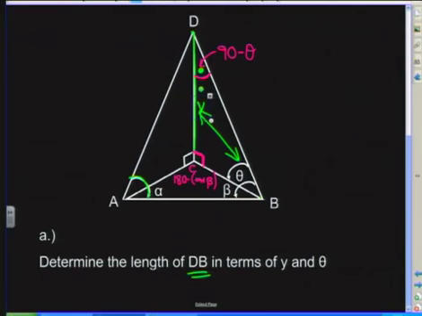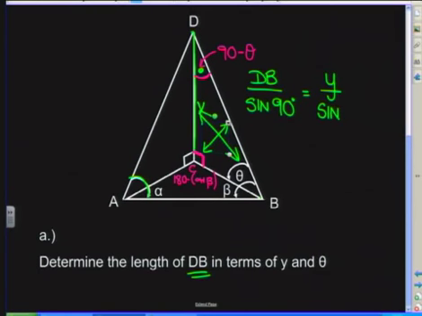Okay, and what we're trying to find is dB, so that's the opposite. That's what we're looking for over there. So that's the known stuff. So dB is over sine of what? The angle opposite dB was 90, so sine of 90. And that's equal to the length of DC, which they told me earlier was a little y. And that's over sine of the angle opposite it, which is theta.